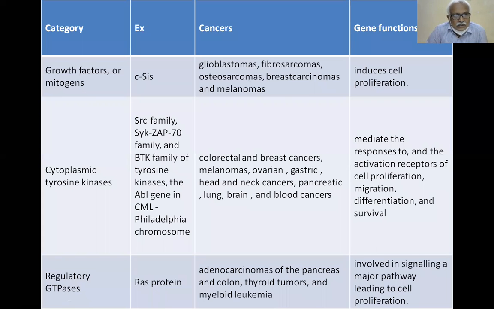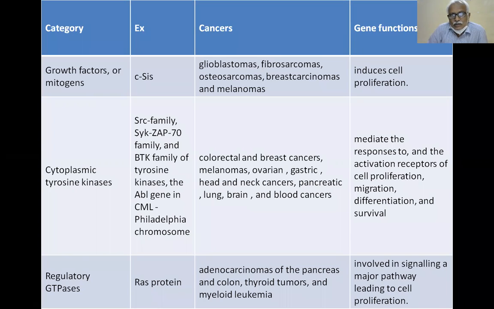growth factors. Growth factors or mitogens are exemplified by c-sis. And the cancers associated with these growth factors or mitogens, exemplified by c-sis and many others, are glioblastomas, fibrosarcomas, osteosarcomas, breast carcinomas, and melanomas. So the gene function induces cell proliferation. So that's the gene function. You know pretty well about the glioblastomas of the central nervous system. When you become a neurologist or neurosurgical specialist, you'll be coming across all these glioblastomas.